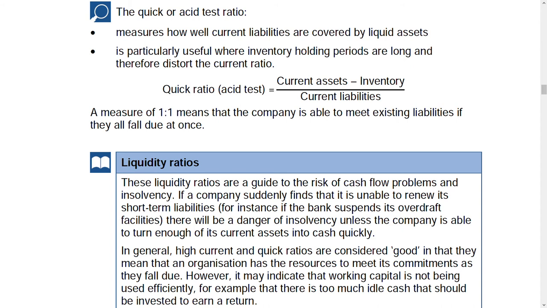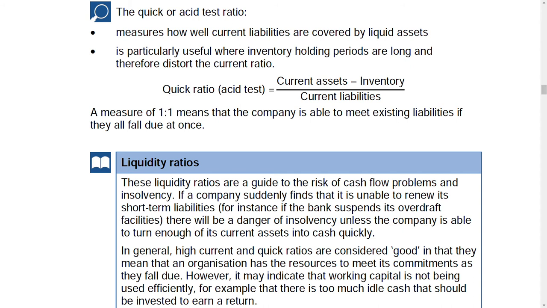Okay? So if you see some notes below, they have given them. Quickly, we can go through it. Liquidity ratios are a guide to the risk of cash flow problems. So what does a liquidity ratio measure? It measures the cash flow. It's a warning about cash flow issues and insolvency. If a company suddenly finds it's unable to renew short-term liabilities, if the bank suspends its overdraft, there will be a danger of insolvency. If the bank does not grant them an overdraft, they will have an insolvency issue, unless the company is able to turn enough of its current assets into cash quickly.